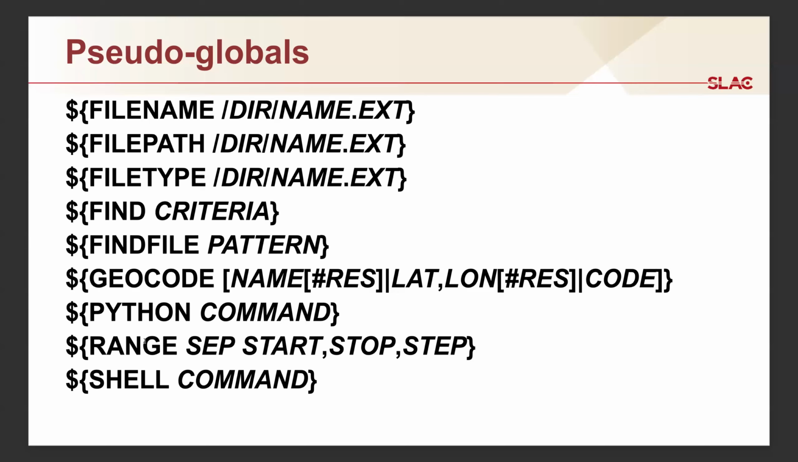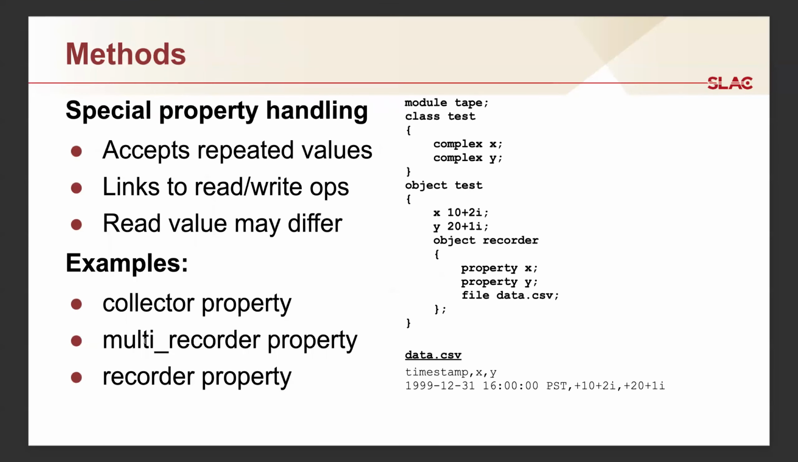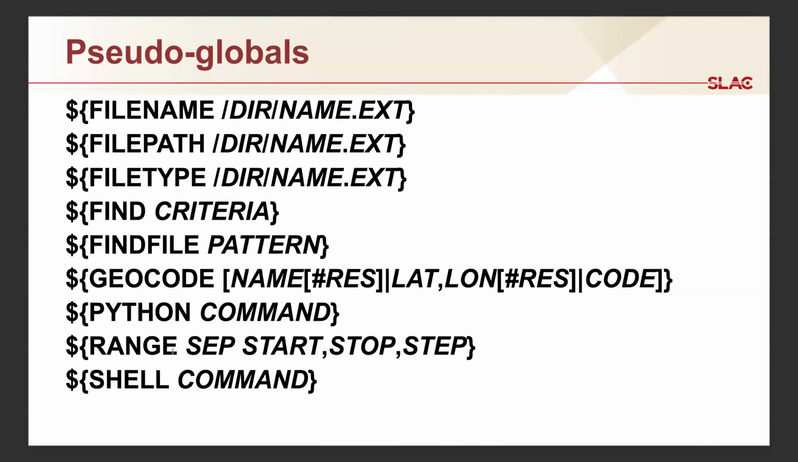The range pseudo-global just returns a series of numbers in a range. The first character after the range word is the separator. So generally people use spaces as the delimiter. So you would say range space, start, comma, stop, comma, step, and then it would return a list of numbers from start to stop, stepping by the number that you specify.